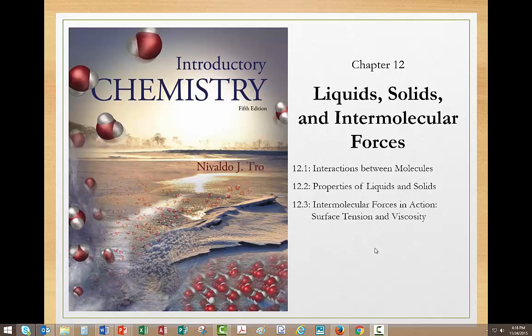In Chapter 12, we look at liquids, solids, and the forces holding those together between molecules, the intermolecular forces. In the first section, we'll cover the first three parts: interactions between molecules, properties of liquids and solids, and intermolecular forces in action in the model of surface tension and viscosity.